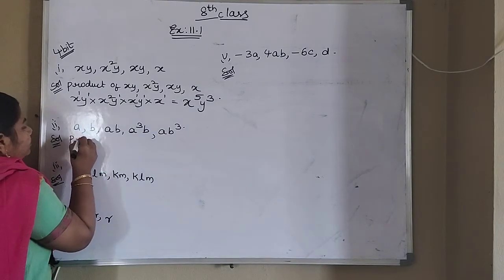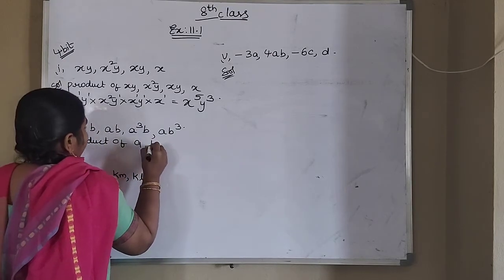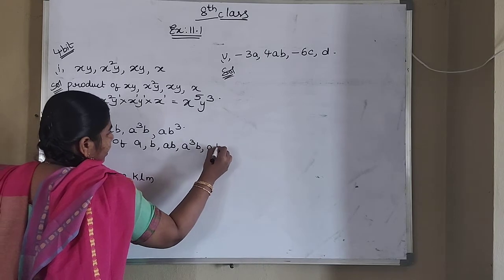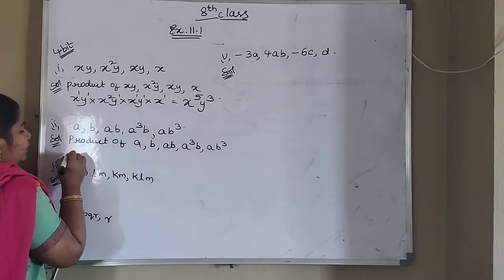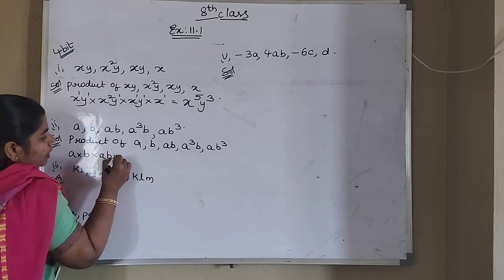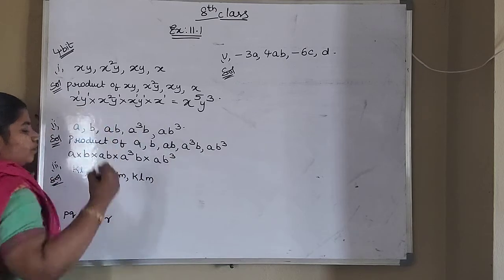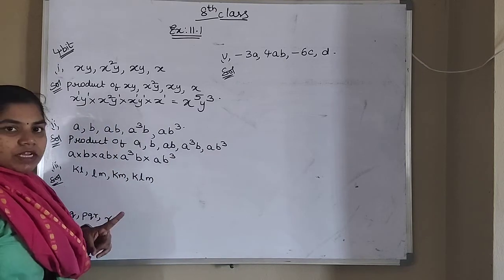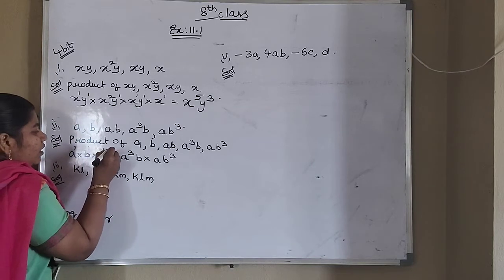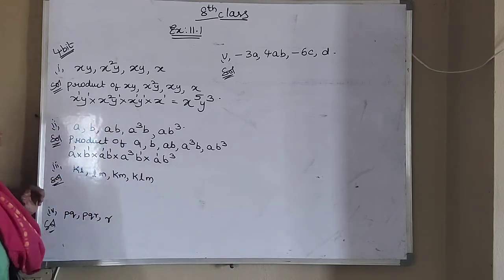Now again, product of a, b, ab, a cube b, ab cube. We have to multiply the terms. A into b into ab into a cube b into ab cube. So if you are not seeing any power, that means it is having 1 as power. So 1, 1, 1, 1. Here also 1, here also 1. So how many a's are there?